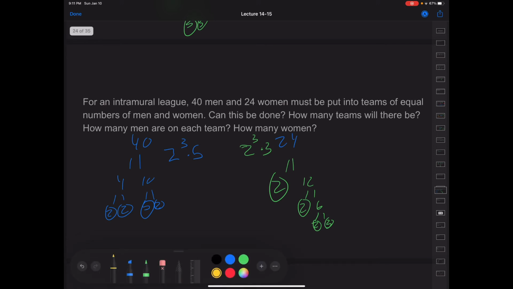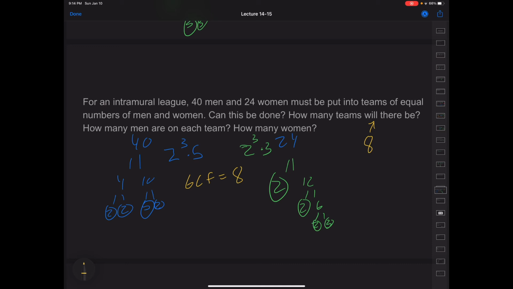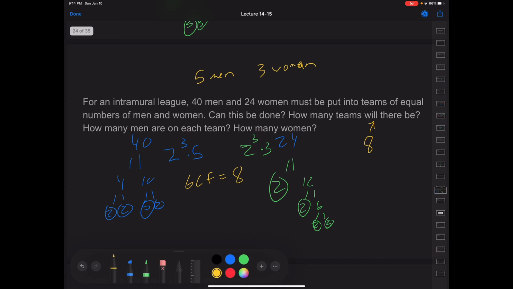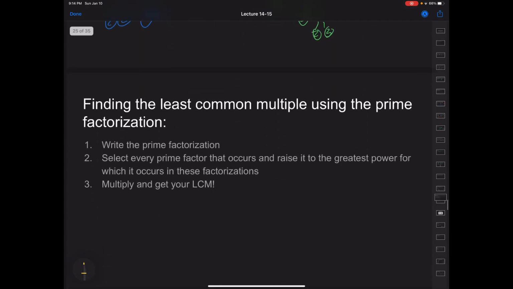So their greatest common factor is 8. Which means we can have 8 teams. There'll be 8 teams. And how many people are on each team? Well, let's just divide the number of people by that. So 40 divided by 8, there will be 5 men on each team. 24 divided by 8, and there will be 3 women on each team. Spelled that wrong. 3 women on each team. And that is a place where the greatest common factor could come in handy.